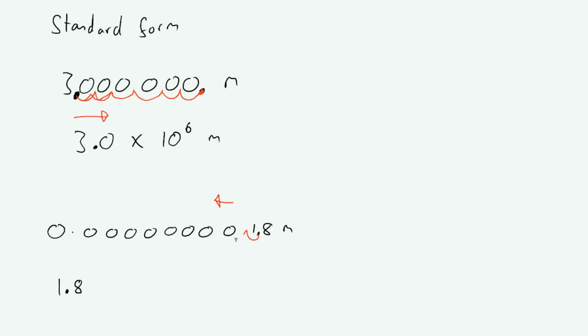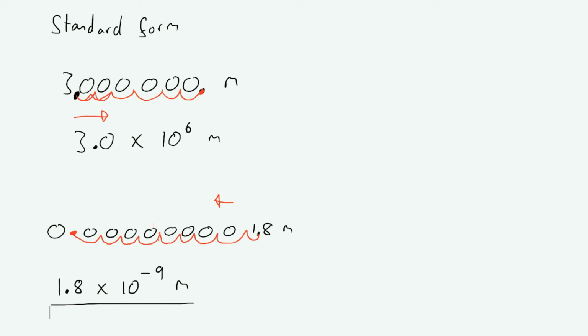So that is 1, 2, 3, 4, 5, 6, 7, 8, 9, and so that's where the decimal point ends up. So what we have is minus 9, and that is just the power that we raise 10 to. So it's 1.8 times 10 to the power of minus 9 meters. And that is correct. 1.8 times 10 to the minus 9 meters is the same as saying 0.000000018 meters. It's a lot easier to say, and it's a lot easier to look at.